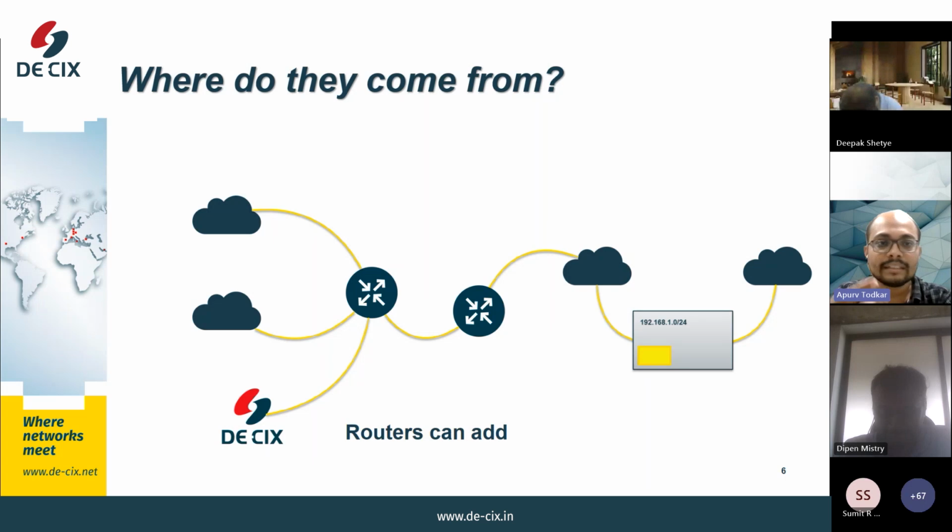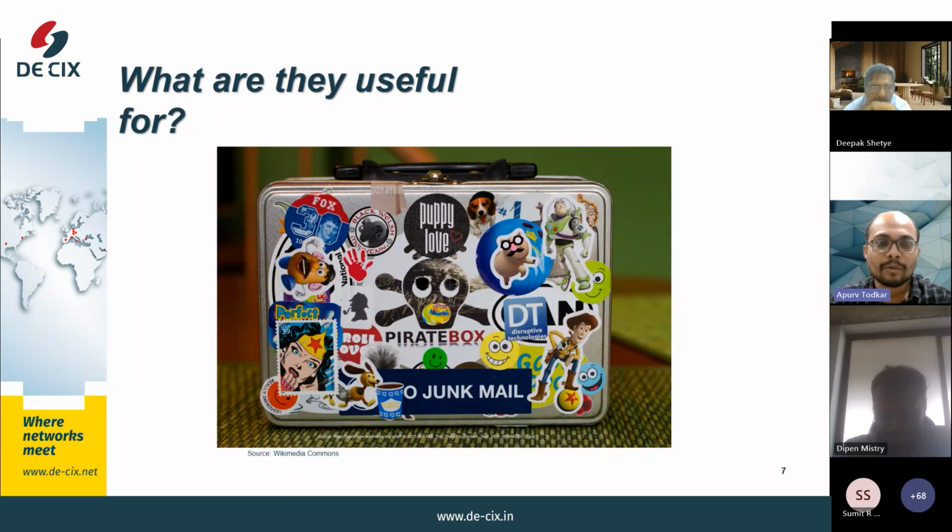How easy it is depends on your router vendor and your BGP setup. Adding BGP communities is usually straightforward, but not all routers make it easy to remove them. So what are BGP communities useful for?